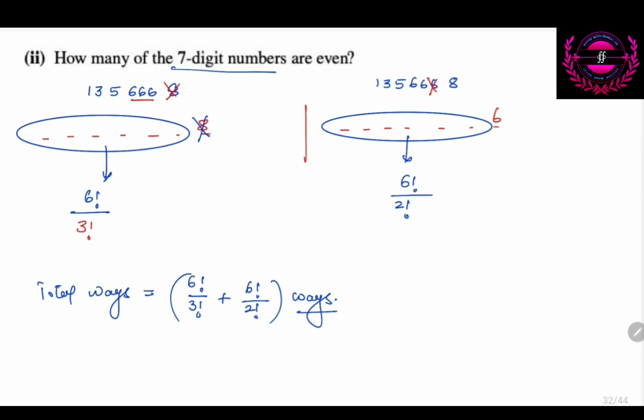Let's move to the next question. This is question number 23. Read the question. Find the number of different ways in which the 9 letters of the word MINCEMEAT can be arranged in each of the following cases. First, if there are no restrictions.